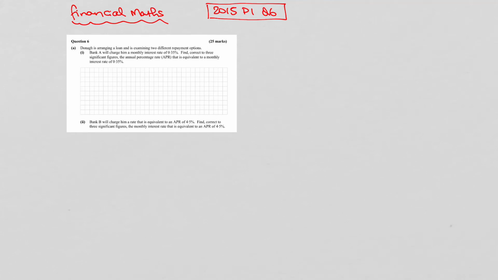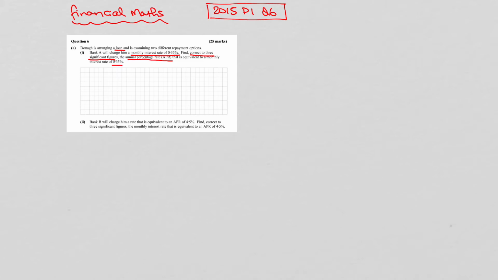Financial Maths, 2015 Paper 1, Question 6. So here we have Donna is arranging a loan and is examining two different repayment options. Bank A is going to charge him a monthly interest rate of 0.35%, and we have to find, correct to three significant figures, the annual percentage rate that's equivalent to the monthly rate of 0.35%.